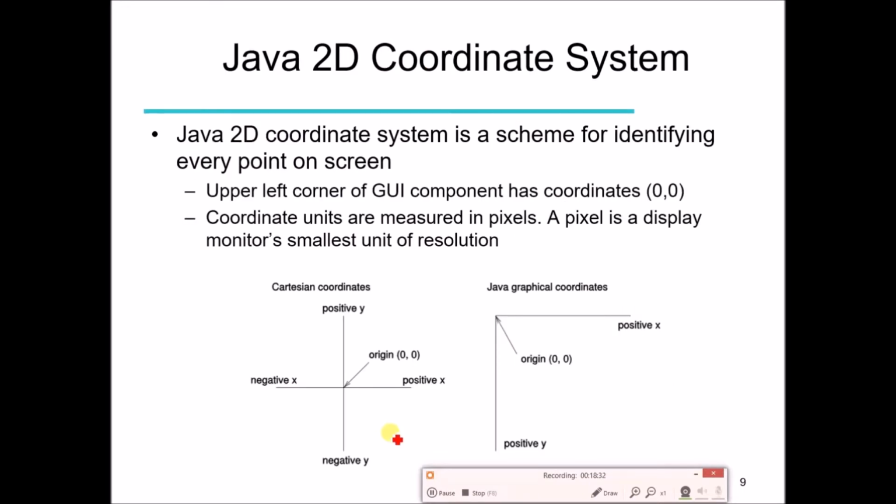Now let's talk more about the Java 2D coordinate system. The Java 2D coordinate system is a scheme for identifying every point on the screen. As I told you, in graphics programming we have to be very precise. We must know where our point or vertex is going to be shown on the screen. The upper left corner of the GUI component has the coordinate 0, 0.